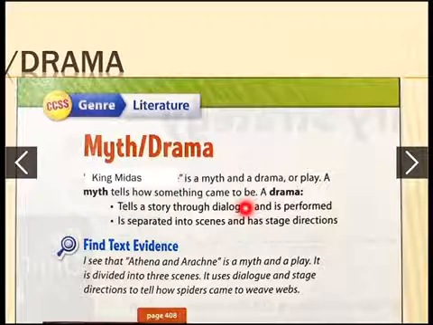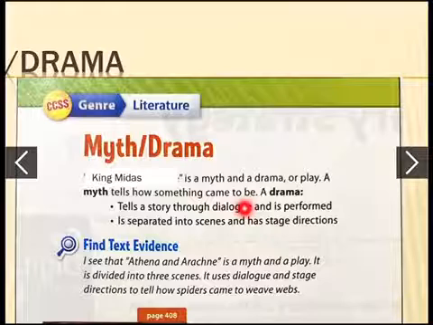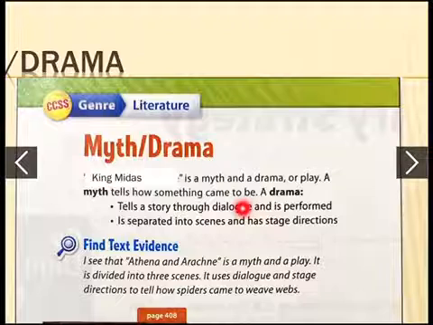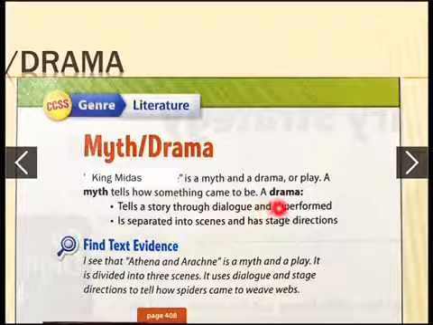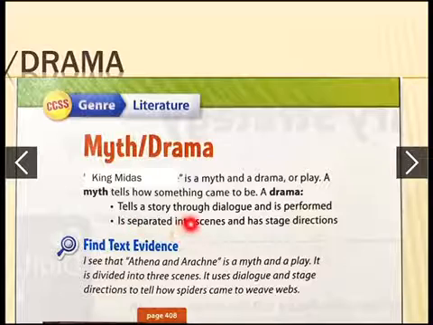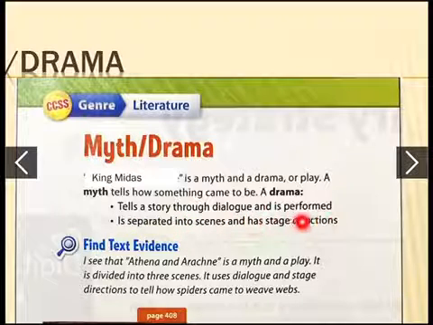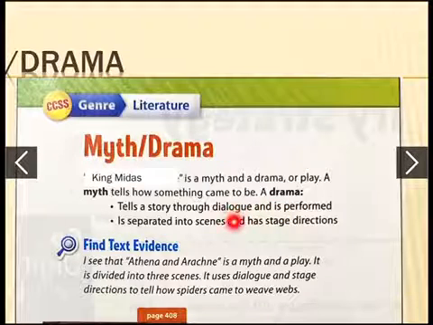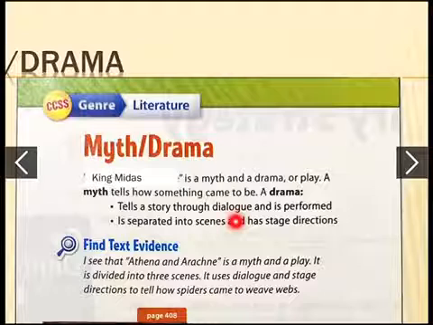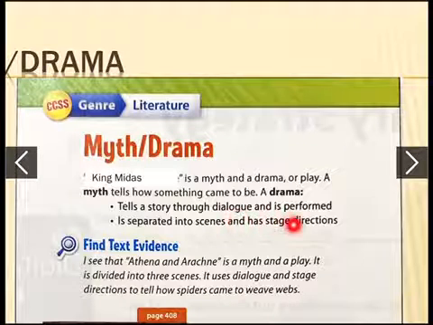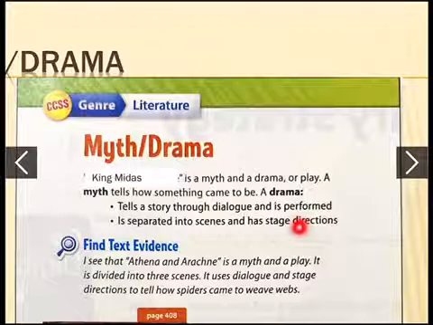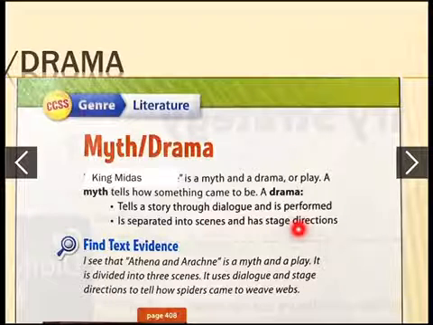A myth tells you a story of how something started in the world or how something began, okay? A drama tells a story through dialogue and is performed. So keep it in mind. If you read a drama, that means it has dialogue or it has people talking, characters talking, and it is usually performed. You can't just read it. You have to act it. It has to be performed. There has to be people on stage acting the story.